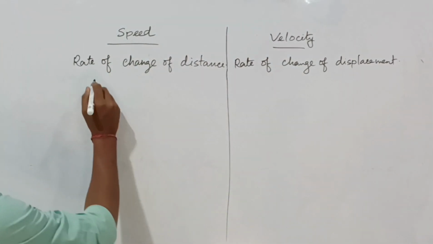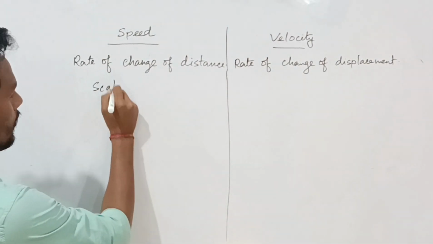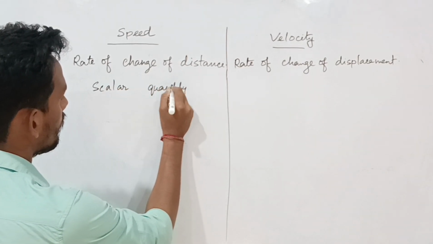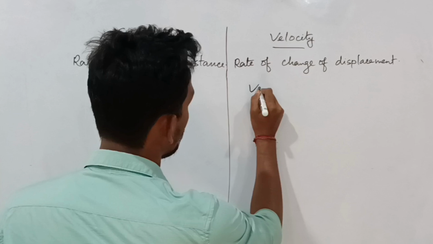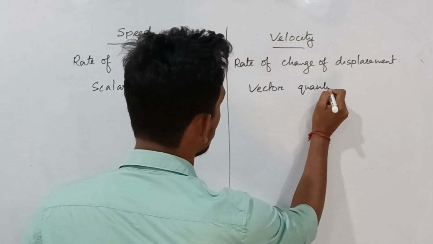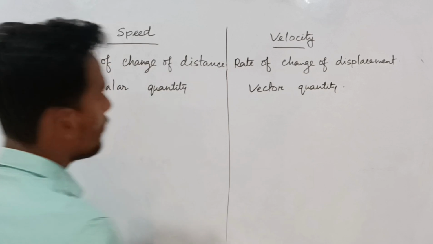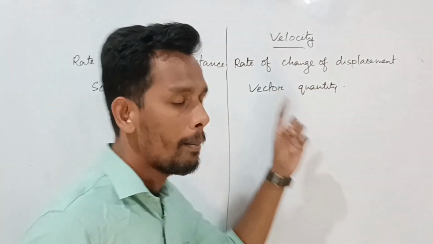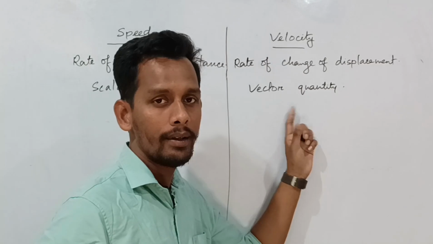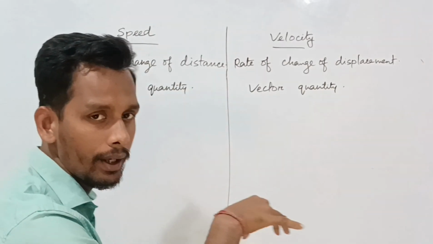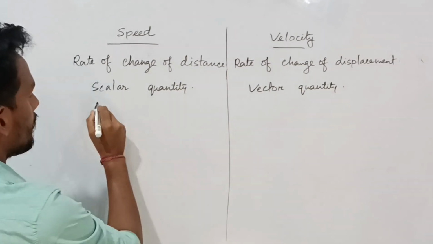Speed is a scalar quantity, and velocity is a vector quantity. So speed has no direction, only magnitude, but velocity has magnitude as well as direction. Clear? Now, if an object is moving, in that case speed cannot be zero.